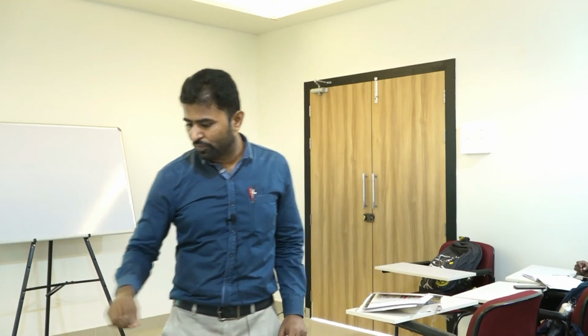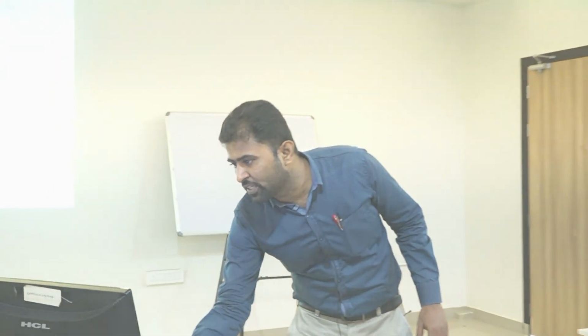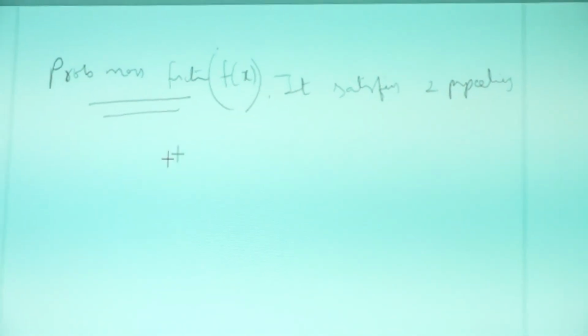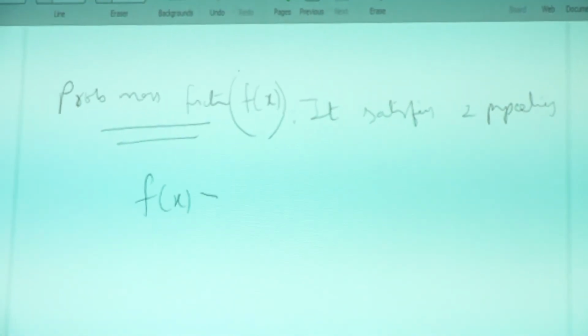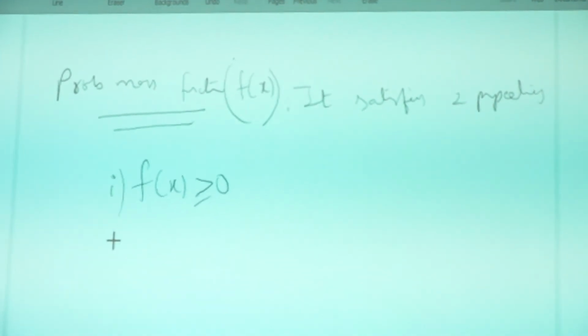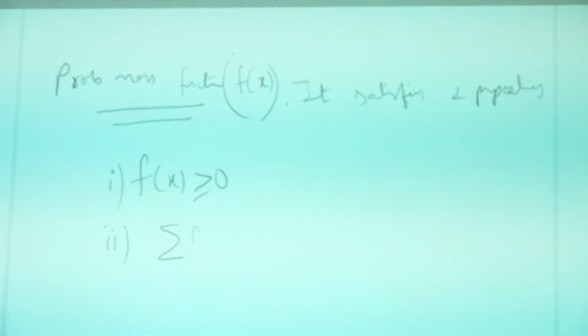Okay, so I'll just write those properties. Probability mass function satisfies 2 properties. It is denoted with small f of x. f of x should be greater than or equal to 0 and the summation value should be 1.